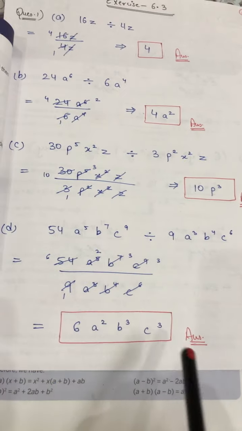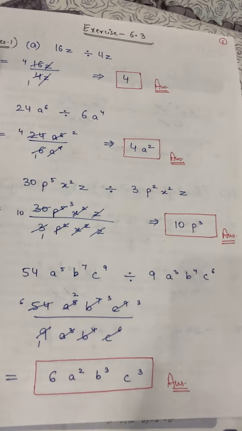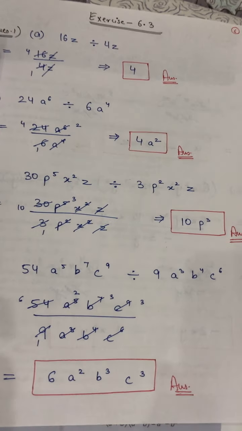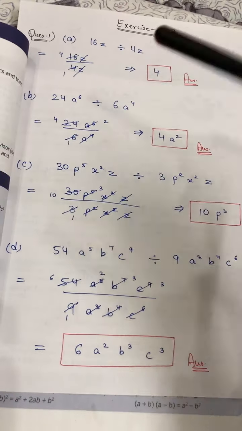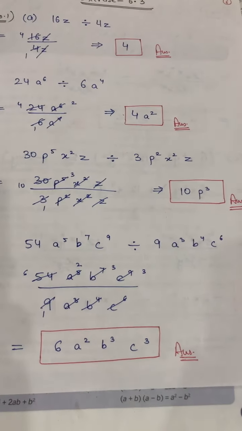You have to divide. First of all, do this D part by yourself, and then go for writing in the fair notebook. So this is the D part. A, B, C, D, all the 4 parts of question number 1 are here.